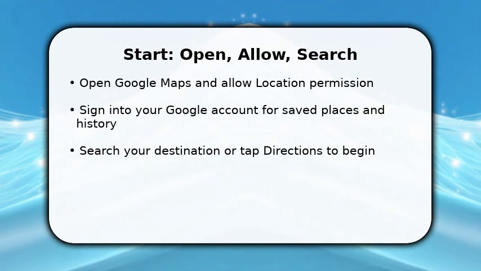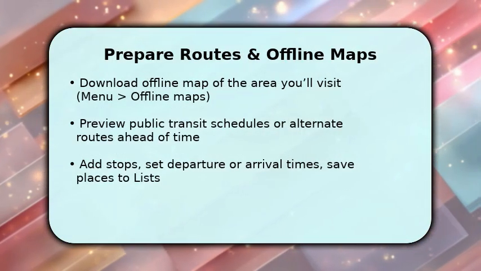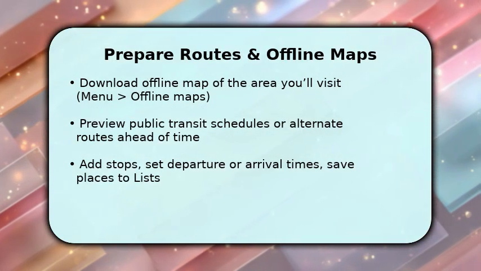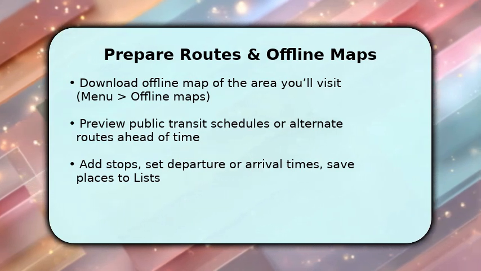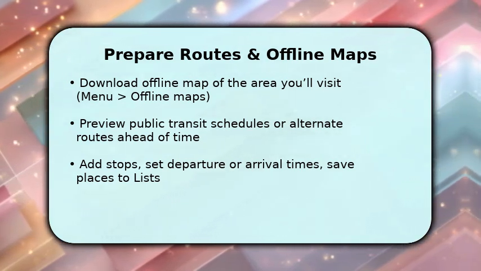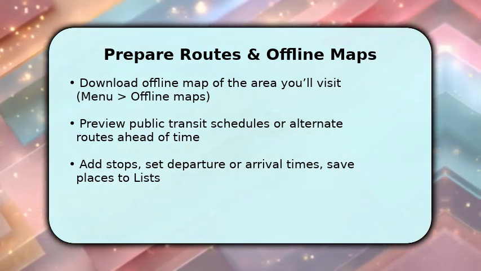Now you build a reliable plan. Download an offline map of the region so you keep navigation without data. Preview public transit schedules and alternate routes. This prevents surprises when transit or traffic changes.